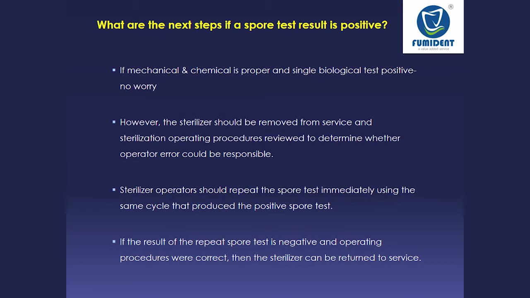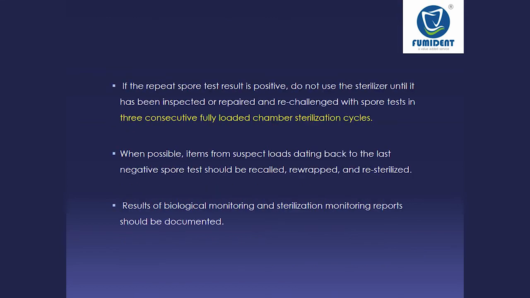And after that, you have to perform a spore test in that autoclave using the same operating parameters or mechanical parameters. If the repeat spore test is negative, then your autoclave is working properly, and you can use it for further sterilization procedures. If the repeat spore test is positive, then do not use that autoclave until it has been inspected or repaired and rechallenged by biological indicators in 3 consecutive fully loaded chamber sterilization cycles.